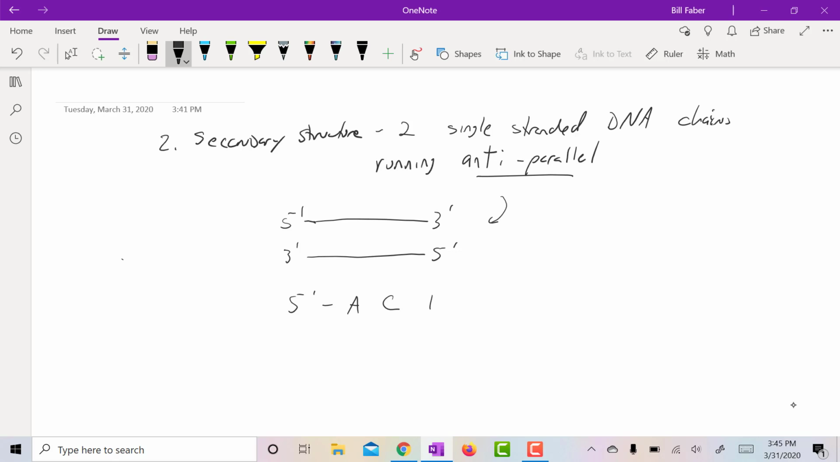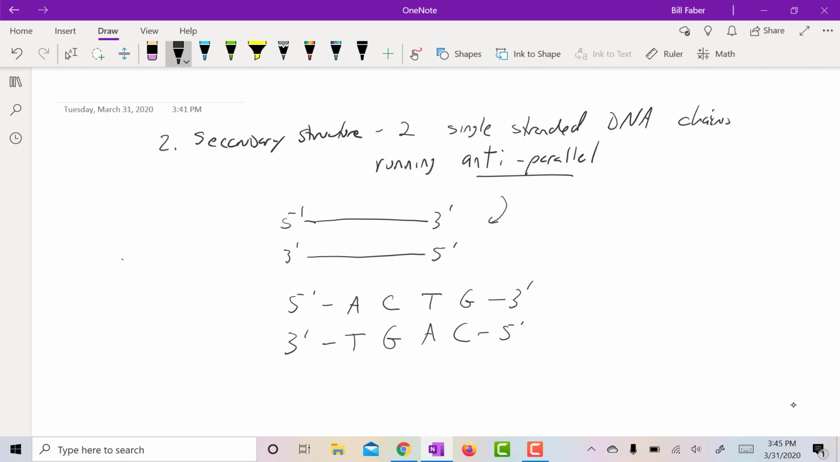If we had A, C, T, and G, and that was the 5' and that was the 3', in the anti-parallel chain, the T binds with the A, the G binds with the C, and same thing over here. And they'd run like that. That's a cartoon of that, but that's what they look like.